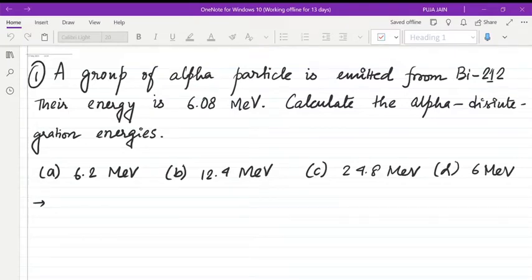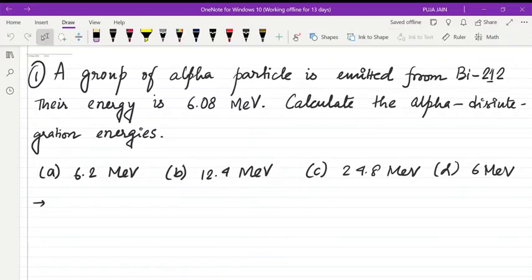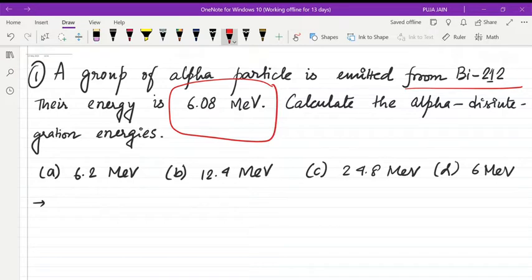So in today's video we will discuss some more MCQs regarding nuclear physics. This is our second lecture regarding MCQ practice for nuclear physics. I have already written the question. It says that a group of alpha particles is emitted from bismuth 212. Their energy is given 6.08 MeV. We need to find the alpha disintegration energies. For this you need to know the relation.